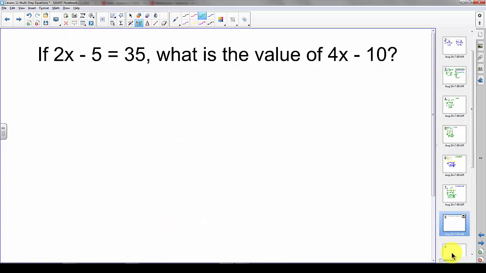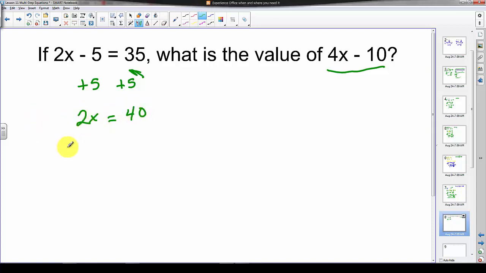I'm going to jump in to a similar problem, but there's a little twist to it. It says, if 2x minus 5 is equal to 35, what is the value of 4x minus 10? Well, I'm not going to know this value until I find out the value of x. So I'm going to solve for x in this problem first. So in order to undo this subtraction of 5, I have to add 5 to both sides. I have 5 plus negative 5, or 5 minus 5 is 0. So I have 2x is equal to 40.